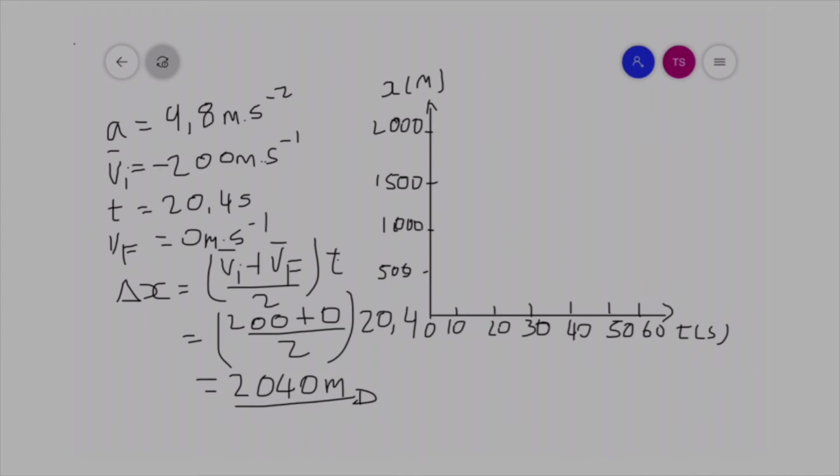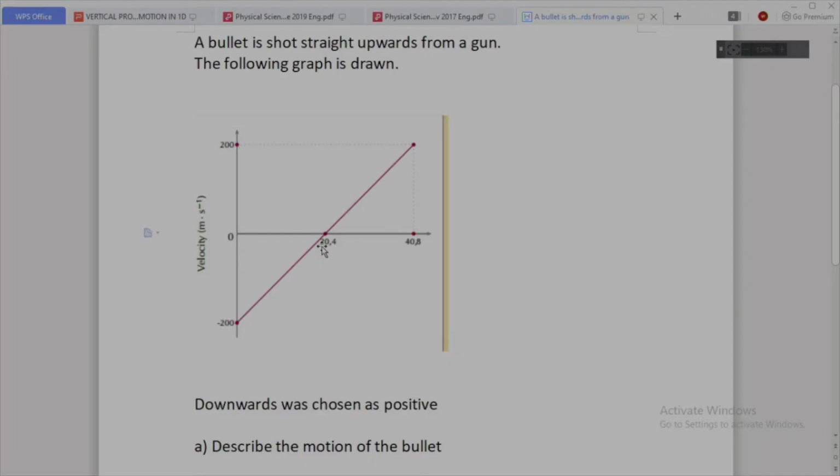Now what did we get for our displacement? So 20,40 would be right about there. I'm actually too high. Well, then it's fine. Let's just put it there, right? And then let's go back to our graph.